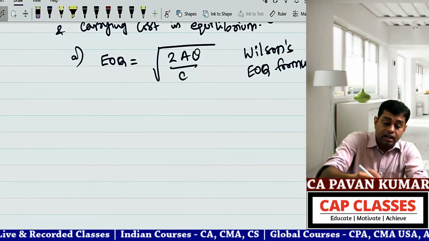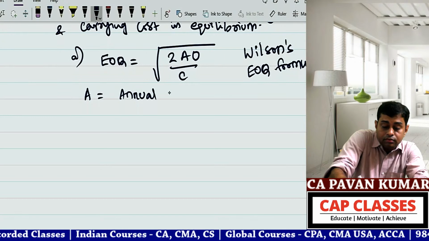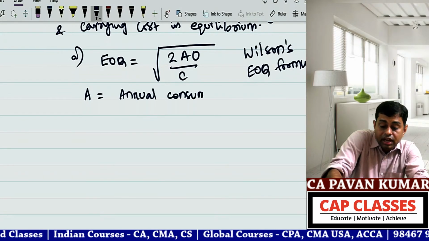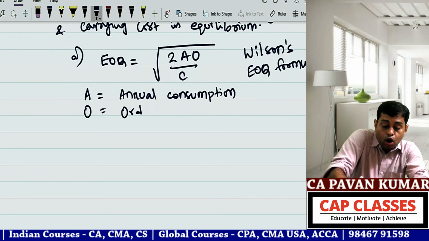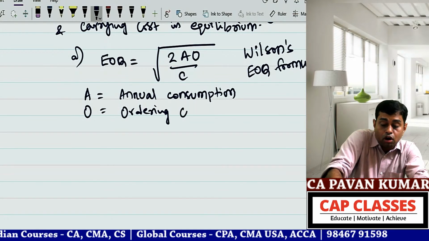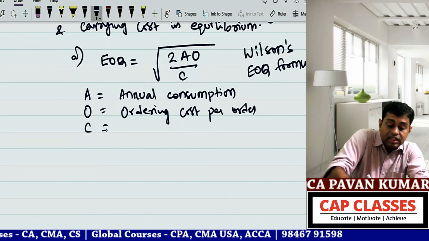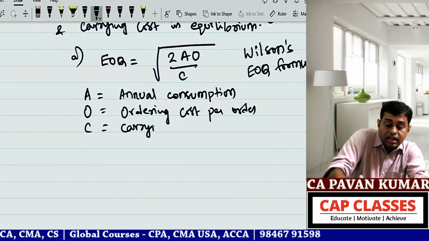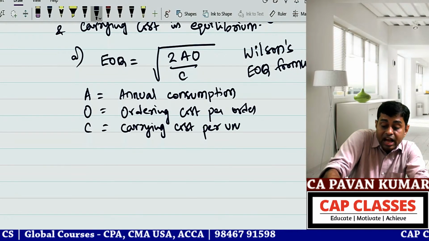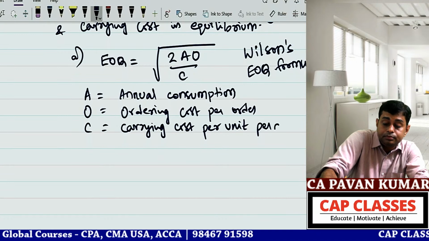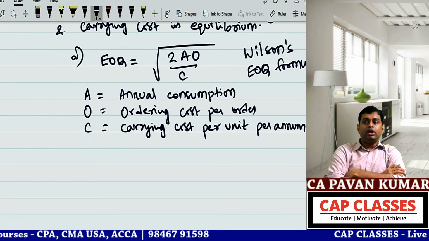Whereas in the next line, write down A is equal to annual consumption. O is equal to ordering cost per order. C is equal to carrying cost per unit per annum.